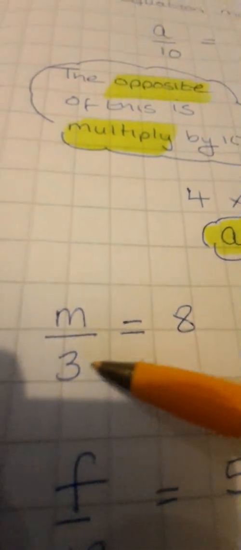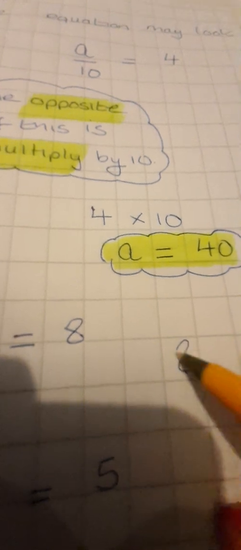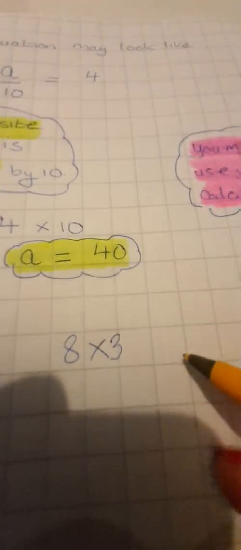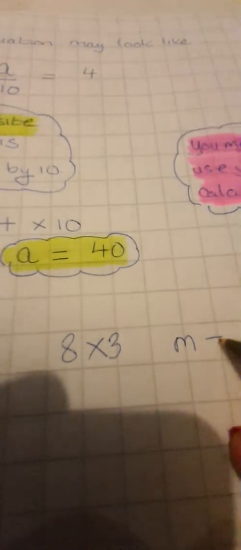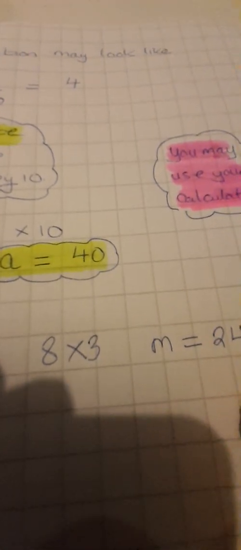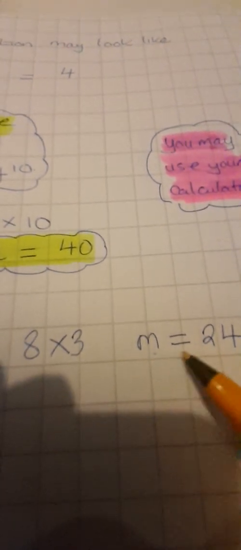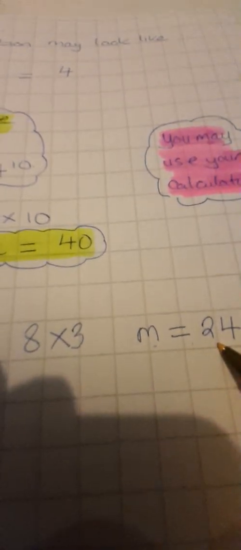So we've got m divided by 3 is 8. To do our working out, we do the opposite. We do 8 multiplied by 3. You can do that in your calculator if you want. M equals 24. And that's how you write your answer: the letter that you were looking for equal to the answer.